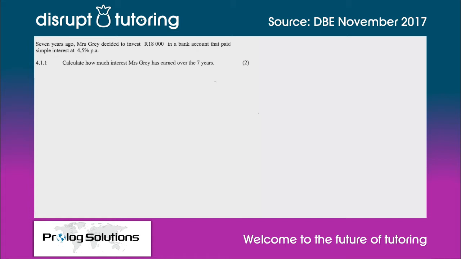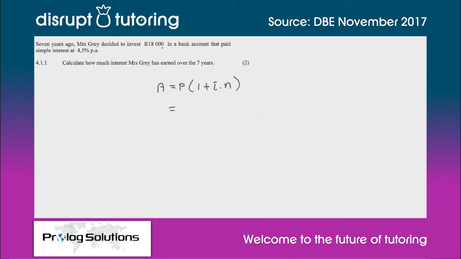So to do this, we first need to work out the total amount that was accumulated over the 7 years at 4.5% simple interest per annum. So our simple interest formula is A equals P open brackets 1 plus I times N close brackets. We then fill in all the values that we have.